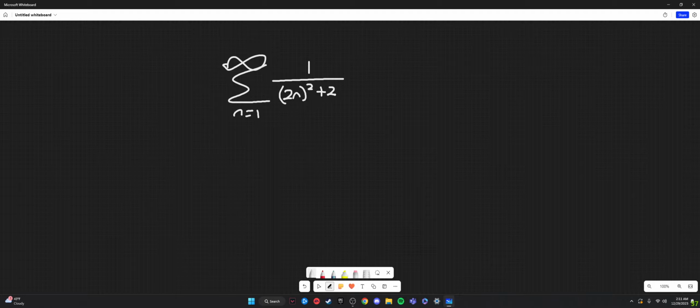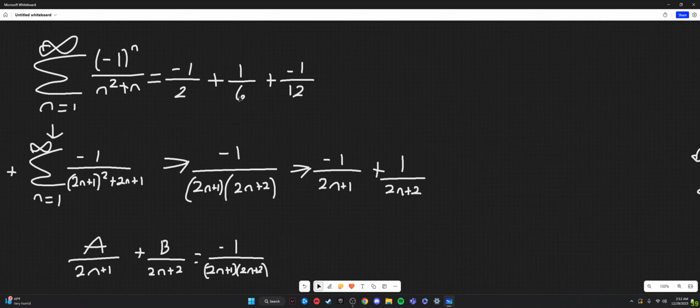Let me write that down. Now the sum goes from 1 to infinity of, since these are the even terms, they will always be positive, 1 over 2n squared plus just 2n. And because plugging in 1 gets us the actual first even term, 1 times 2, 2 squared, 4, so this will get us our 1/6.